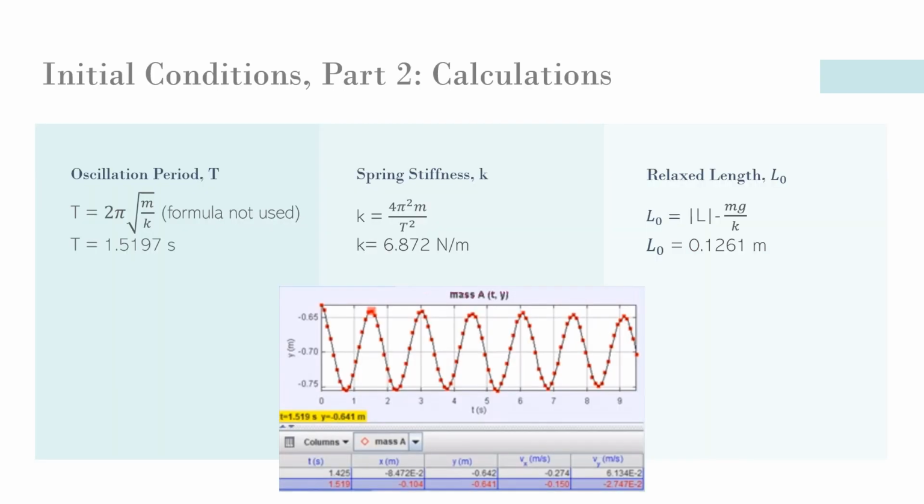The rest of the initial conditions had to be calculated using the Tracker software data. So the oscillation period, or T, was found using simply the graph generated by the Tracker software here. Spring stiffness k did have to be calculated using the given formula, and it was found to be around 6.9 newtons per meter. And the relaxed length of the spring was found using this given formula, and it's about 0.12 meters.